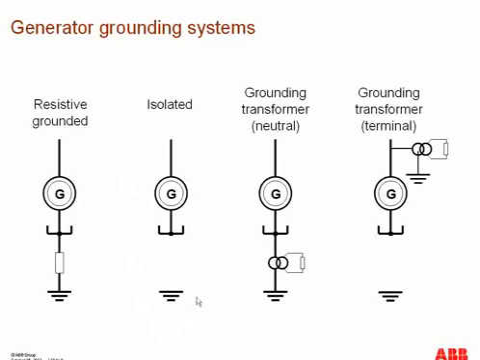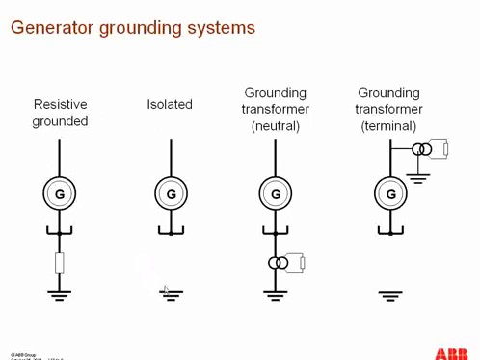In this one configuration, as you can see over here, there is no intentional grounding of the neutral point of the generator, but still there are some capacitances between the stator winding and the ground, which we cannot avoid, and there will be some leakage current, but there is no intentional grounding of the neutral point of the generator.